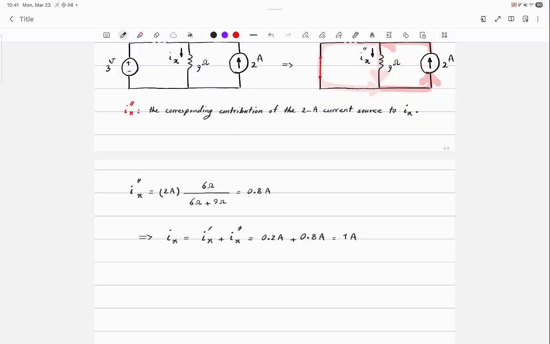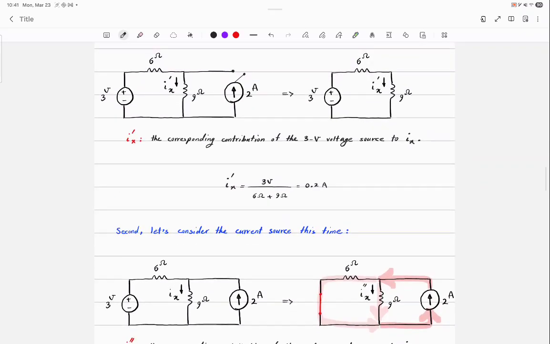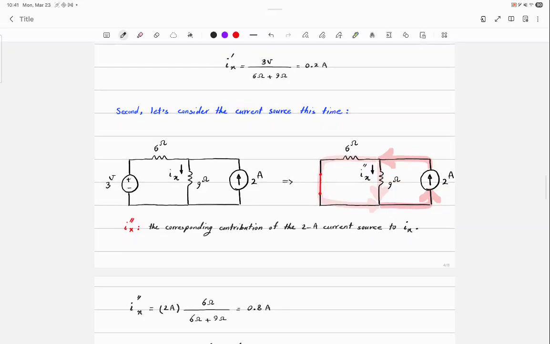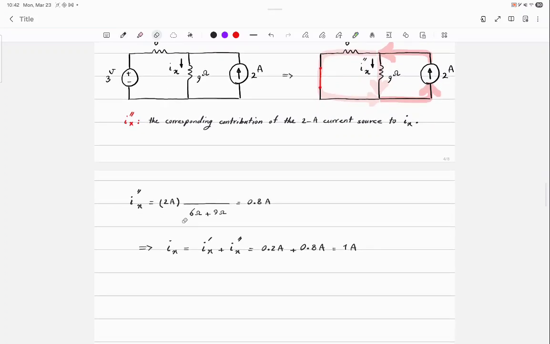Yes? Why do we not do current division for both of their resistors? Like you just did 6 over 6 plus 9. Why do we not do 9 over 6 plus 9 too? That will give you the current in the other branch. You could find it, but you don't need it. Okay, I get what the problem is. This is the formula. Does that sound better or no?